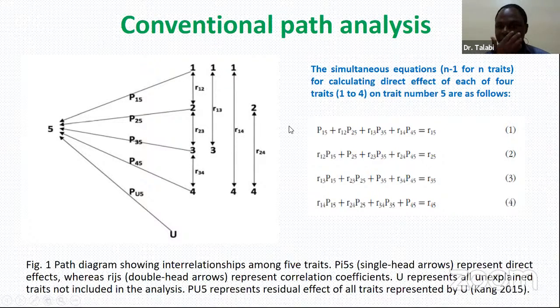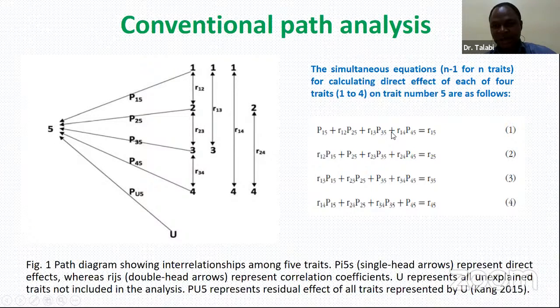So for the conventional path analysis, in this particular diagram, we are looking at 5 traits, and we are looking at the effects of 4 traits on the 5th trait, which is trait 5. Somebody might think that trait 5 in our case should be yield, fine. But just go along with me and you will get what I'm trying to say. Now, there is a correlation between trait 1 and trait 5.